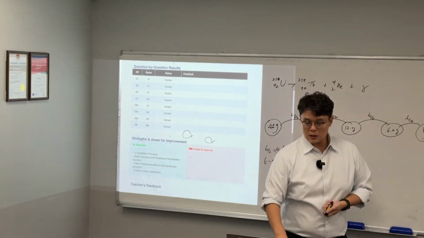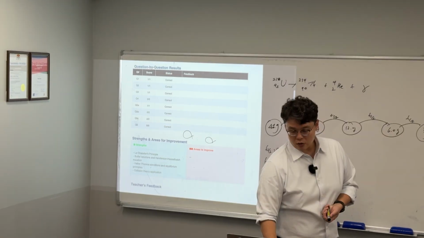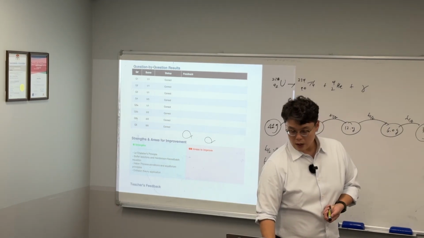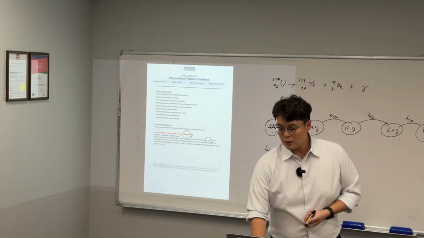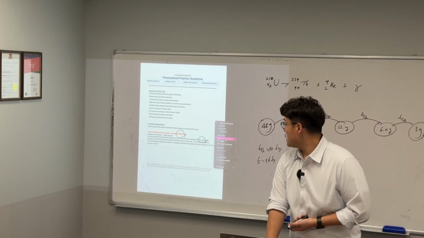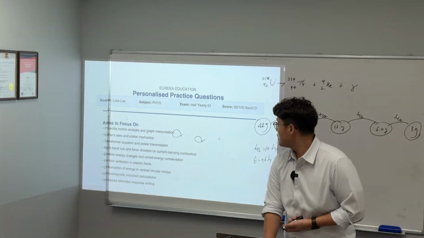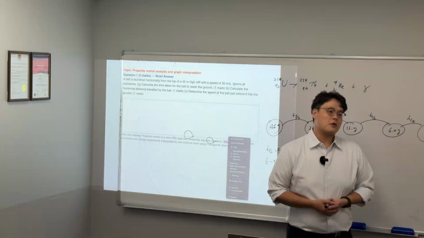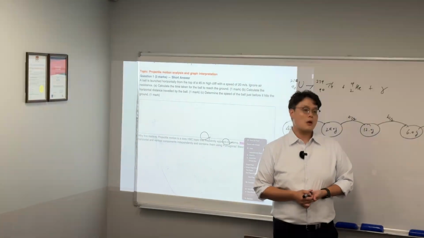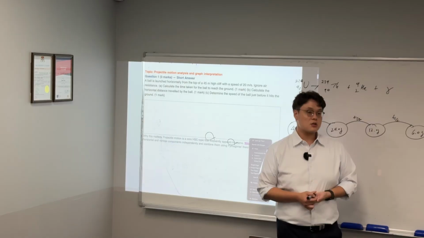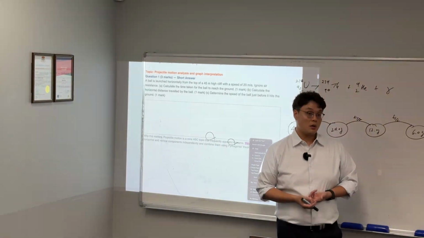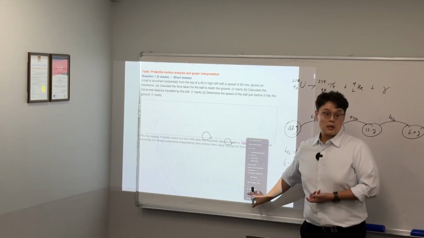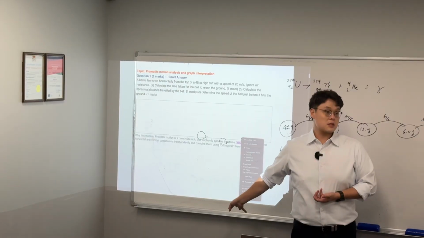Another thing you will get, for every single paper you try, is personalized practice questions like this. This is an automatically generated question based on the question you got wrong. It will be sent to your email as well, but if you'd like me to print it, you can ask me to print it and give it to you.